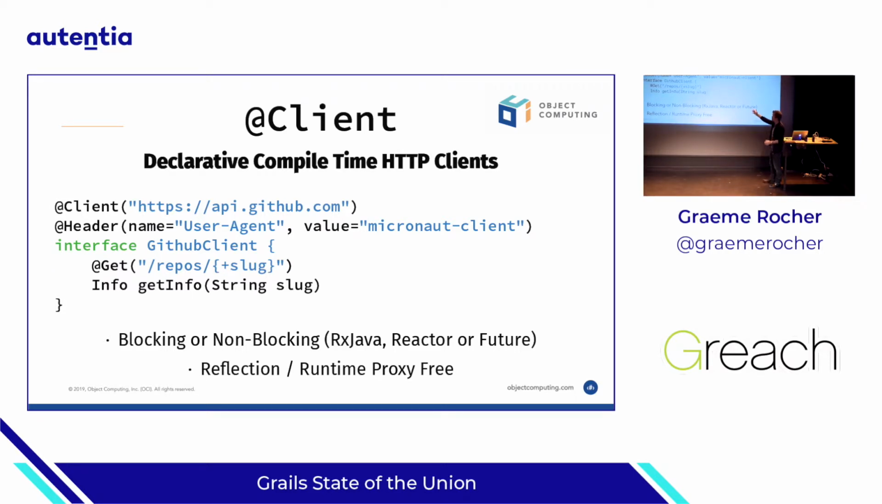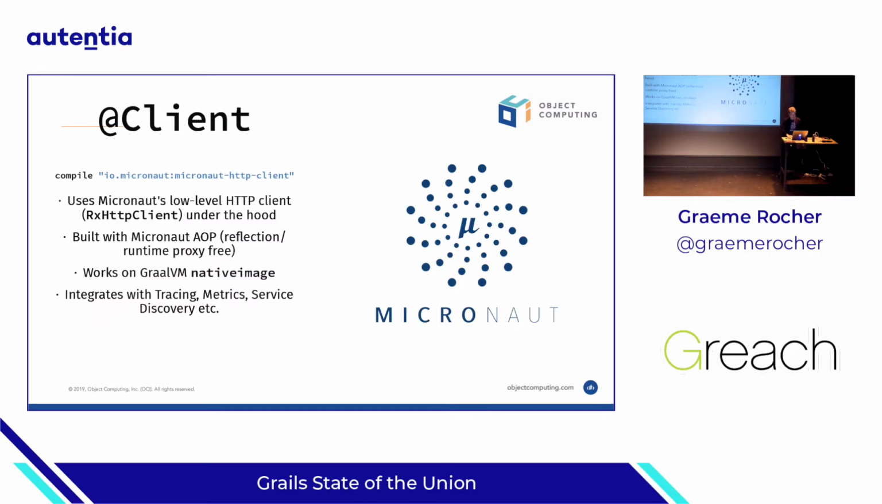This is a blocking example, so it's returning an info object of type, but you can return RxJava or Reactor or Future. It's completely reflection and runtime proxy free. This is a little example of a GitHub client. You can add it to your Grails 4 application just by adding that dependency.